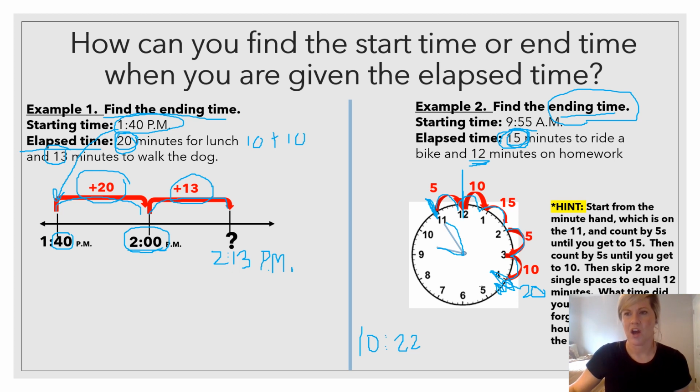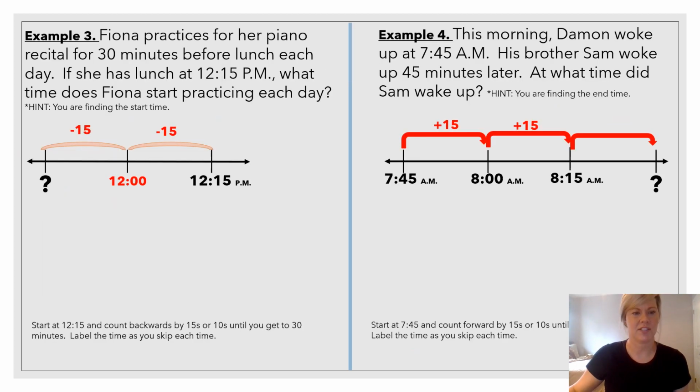Okay? All right, next slide, and this is our last one, and you will be done. Example 3 says, Fiona practices for her piano recital for 30 minutes before lunch each day. If she has lunch at 12:15 p.m., what time does Fiona start practicing each day? Okay, well, notice I don't have 12:15 at the beginning anymore. It's the end time. Okay, they want to know what time she is starting to practice each day. So that's why there's the question mark at the start. We have to figure out the start time.